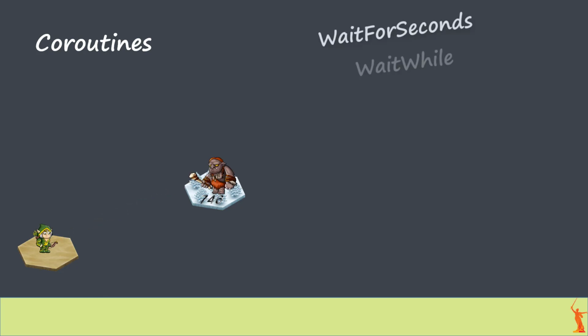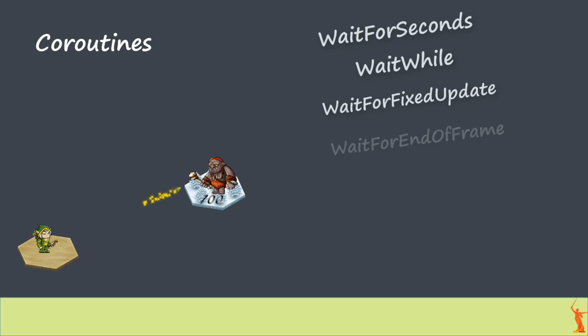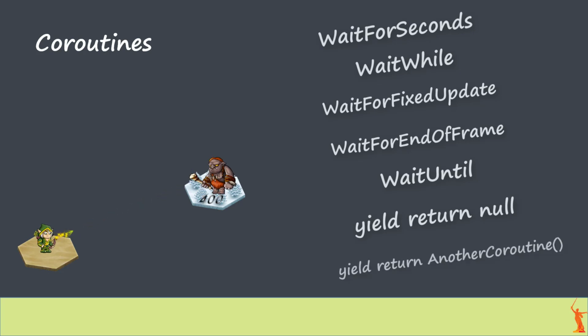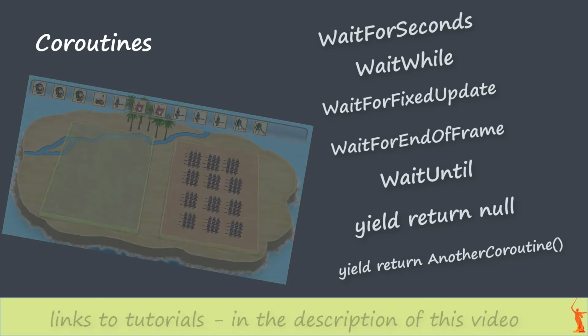In this video I'm gonna talk about coroutines. This is a very important topic for all those who want to succeed in game development. In particular, we will talk about classes that inherit from the yield instruction class.